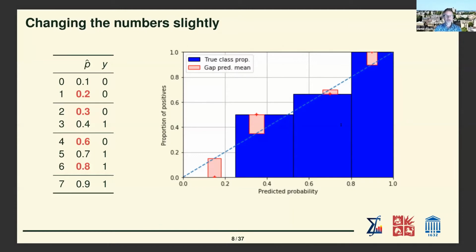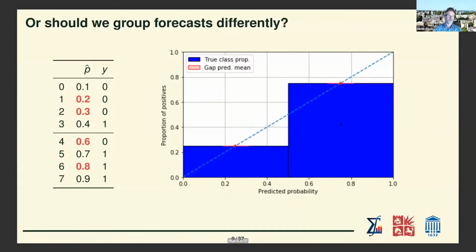But I could also do a different grouping. I could put the first 4 predictions in one group and the second 4 predictions in the other group. And then actually I suddenly am perfectly calibrated, because the average prediction in the first group is 0.25, which corresponds to 1 in 4 positives. And similarly, the predictions in the second group average to 0.75, and that corresponds to 3 out of 4 positives.